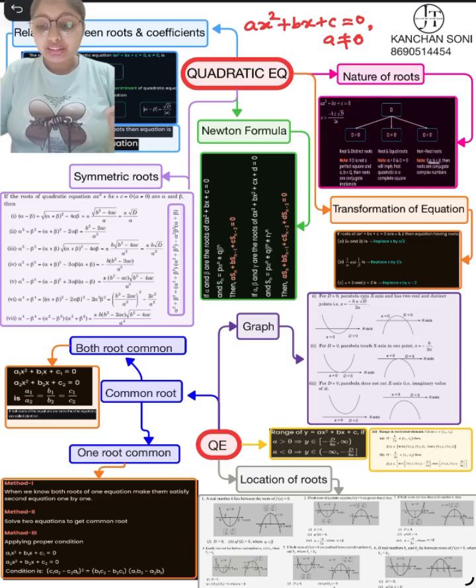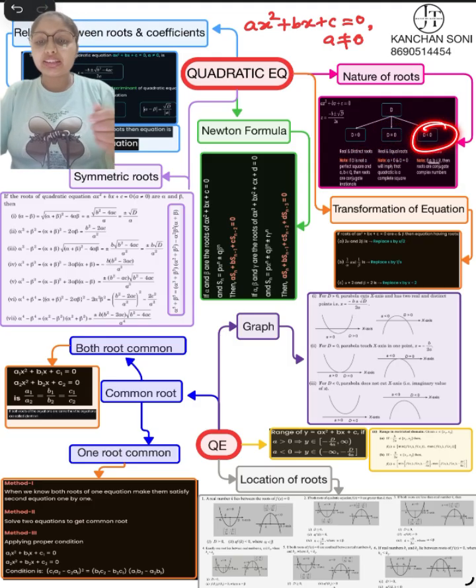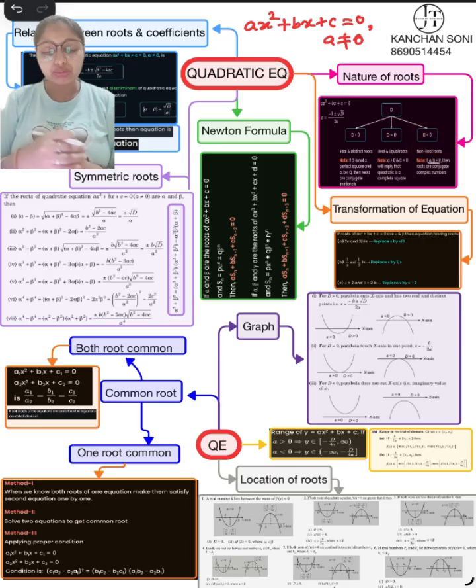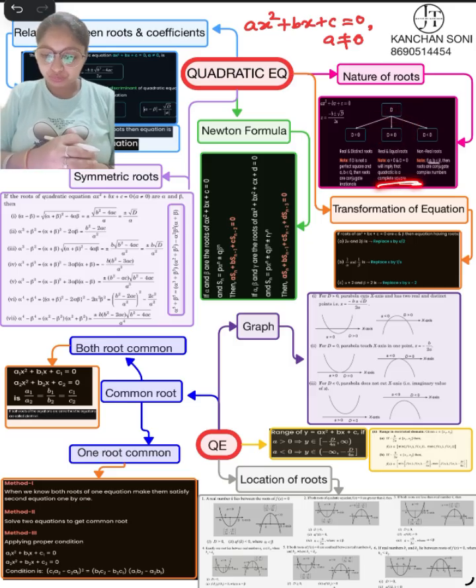If my discriminant is greater than 0, then we have real and distinct roots. If my d is equal to 0, we say that we have real and equal roots. If d is less than 0, then we say that we have imaginary roots, and we can say no real roots. Okay, whenever d is equal to 0, then the equation will be a complete square.